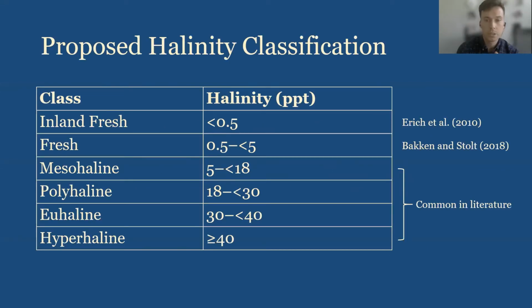After reviewing the literature, I came to the conclusion that the common language approach is more useful for halinity classification. Therefore, the classification that I propose is largely based on the Venice system, though it does incorporate some recent research on the threshold between freshwater and brackish subaqueous soils.